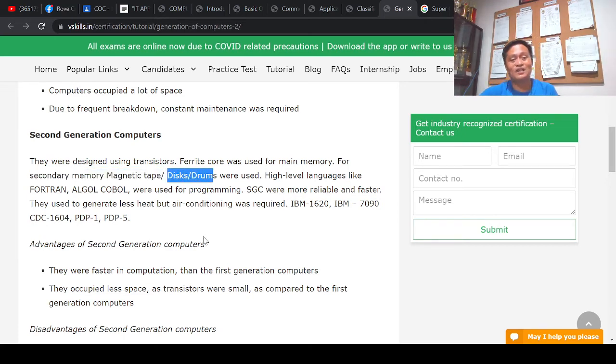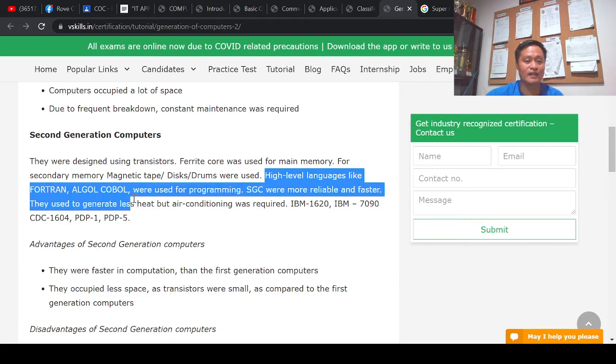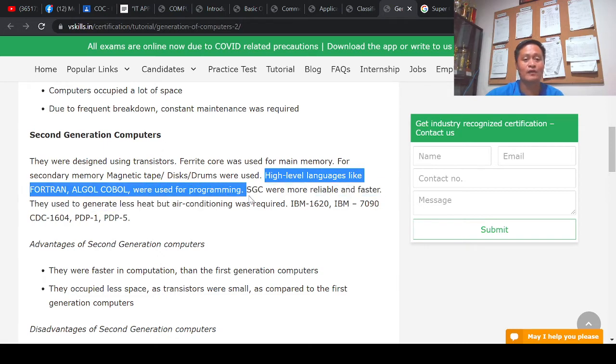When I was in college, we did use these disks. Alright, floppy disks were used. Okay, that was in 1994, 1993. And high-level languages like Fortran, Algol, and COBOL were used for programming in this second generation. I was part of this generation.